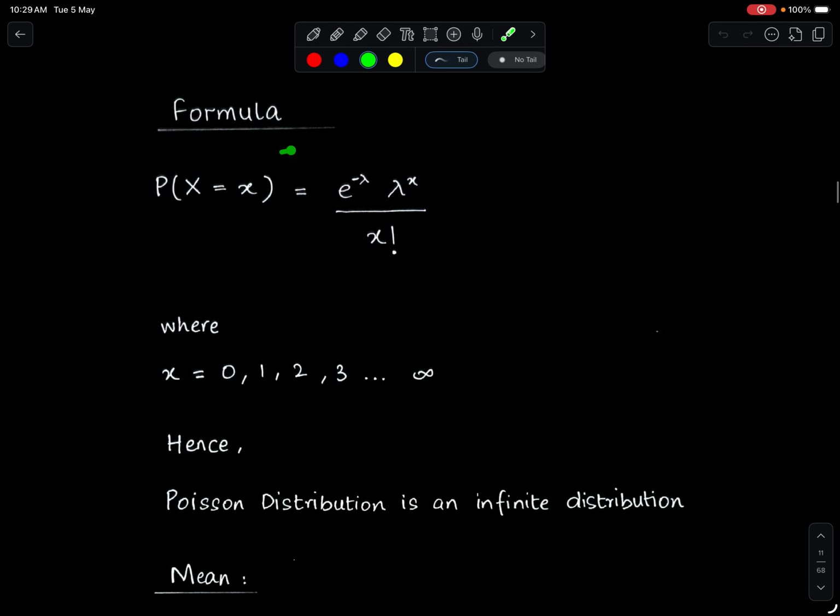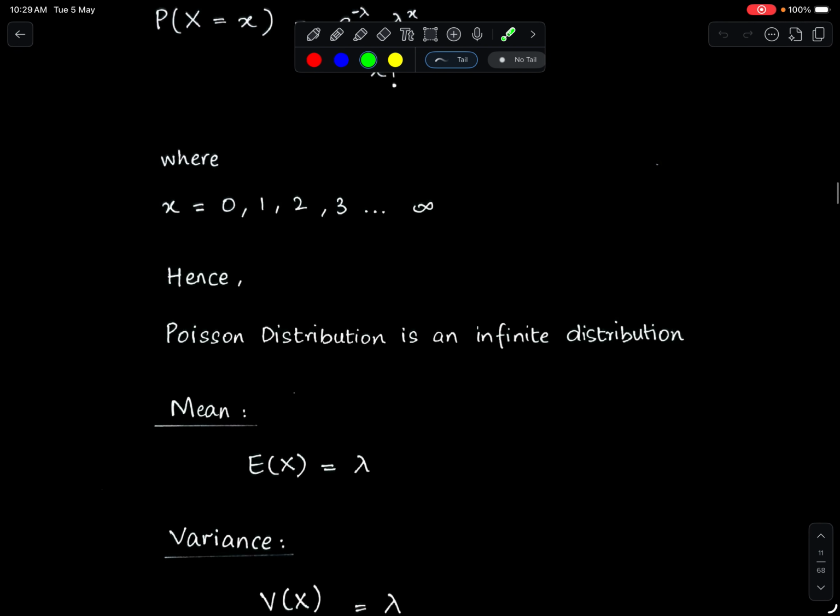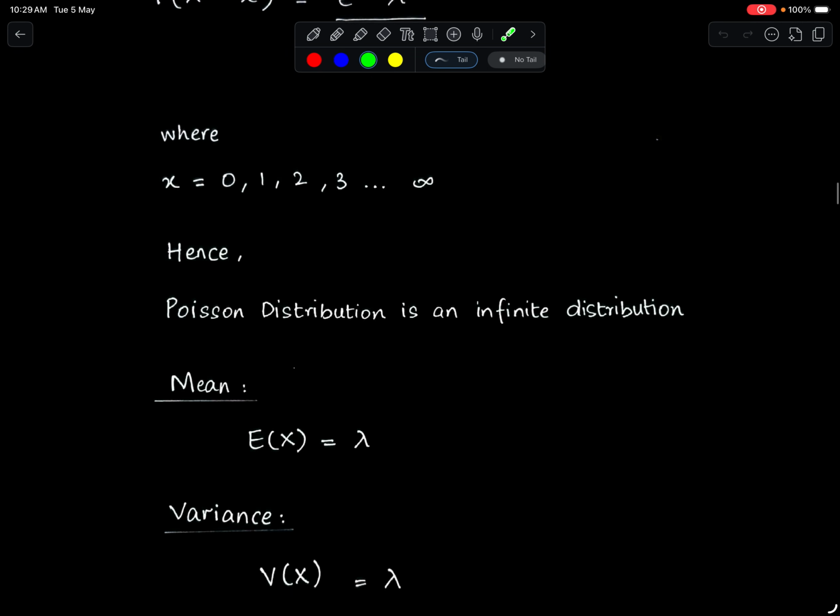This is the formula of the Poisson distribution. You can get this from MF19 as well. Make sure you use MF19 wisely. Keep it with you while practicing so that you are used to MF19. The Poisson variable is discrete and it takes values from 0 to infinity. Therefore, the Poisson distribution is an infinite distribution.